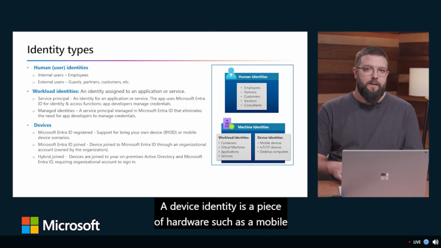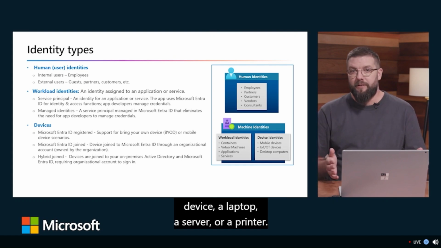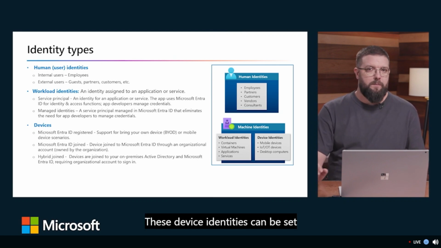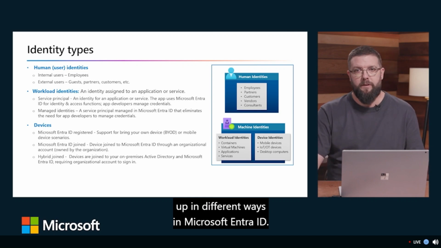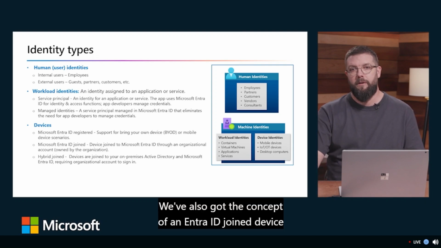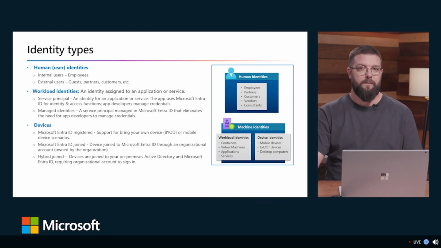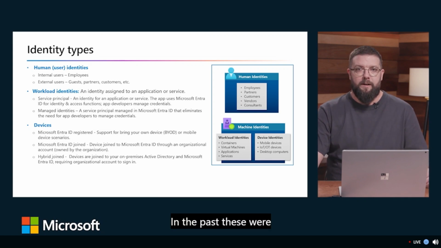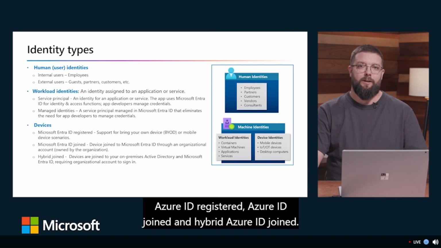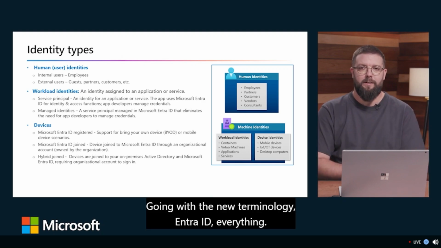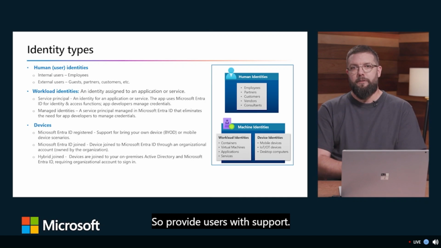A device identity is a piece of hardware, such as a mobile device, a laptop, a server, or a printer. These device identities can be set up in different ways in Microsoft Entra ID. We've got the concept of an Entra ID registered device, an Entra ID joined device, and a hybrid Entra ID joined device. In the past, these were Azure AD registered, Azure AD joined, and hybrid Azure AD joined. So going with the new terminology, Entra ID, everything.